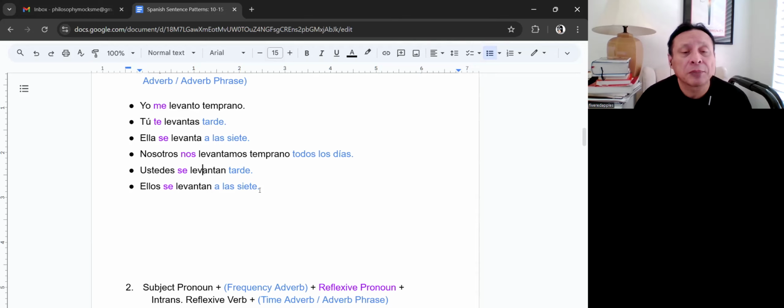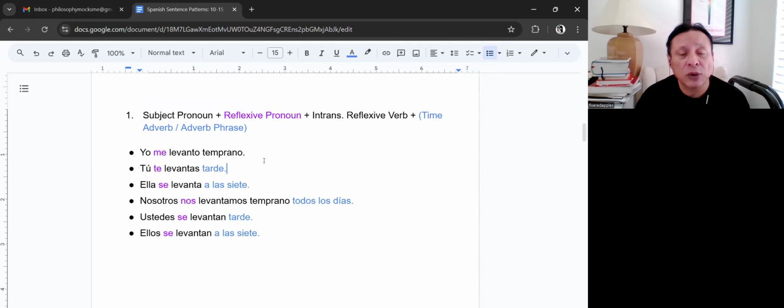Okay, but because you're using a reflexive verb, because you're using levantarse, you must throw in the reflexive pronouns here, and it goes after the subject. Okay, that's sentence pattern number 1. I hope that wasn't too confusing. I put the adverb in parentheses because you don't need it. Like I said, here I didn't put anything. Well, I put early here.